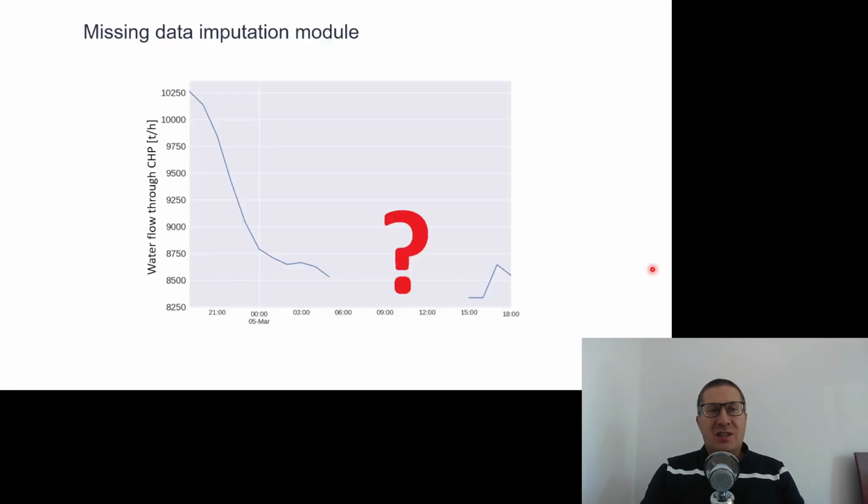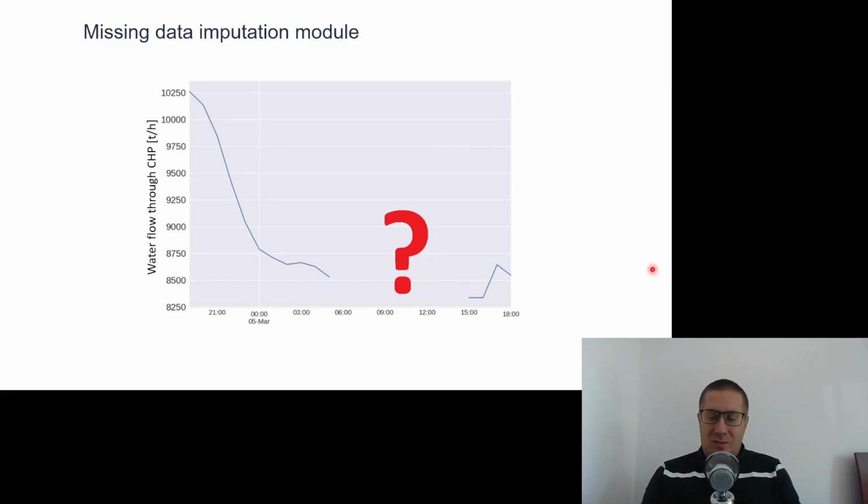Last but not least, the missing data imputation module. As you saw, we have 20,000 constraints, 1,000 decision variables, a lot of parameters that must be in place in order to calculate the optimal solution. If one crucial parameter is missing, one of hundreds of thousands of parameters, then we have to show the game over message to the user. But we don't want to do this.